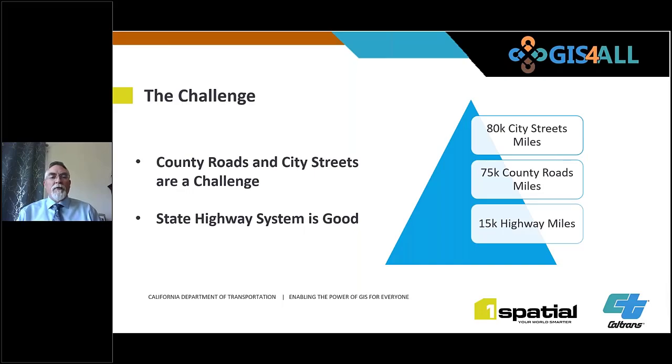As you can see here from the last reported numbers, we have many, many more local road centerline miles than we do of the state highway system centerline miles. And so this becomes quite the problem for us. Next slide.